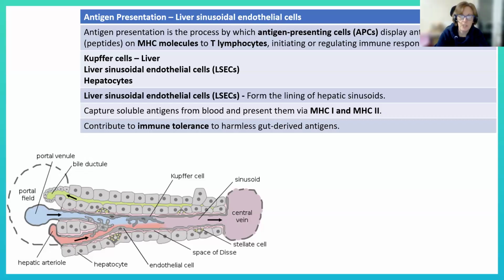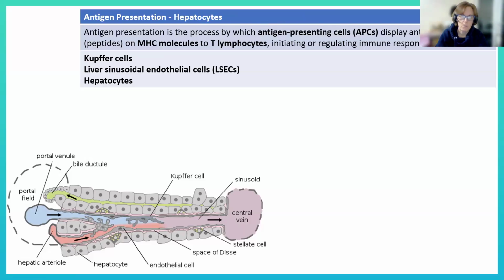Okay, so soluble antigens might be in the blood. These can get detected by the endothelial cells in the liver, and these help to contribute to immune tolerance to harmful gut-derived antigens. So just to calm things down, so we're not having massive immune responses to stuff that's harmless.